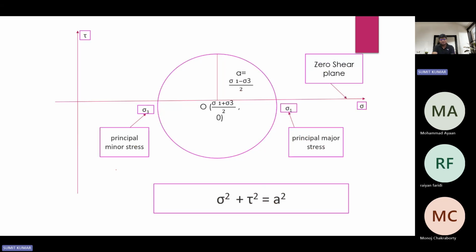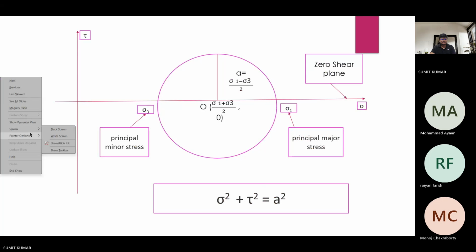So the first point over here you can see is the origin. So origin becomes very much important. Origin is nothing but sigma 1 plus sigma 3 by 2 on the x-axis, and on the y-axis it is always 0. Now, if you remember, the radius of the Mohr circle is the maximum shear stress. It is sigma 1 minus sigma 3 by 2. Let me take a laser pointer to show you more clearly.